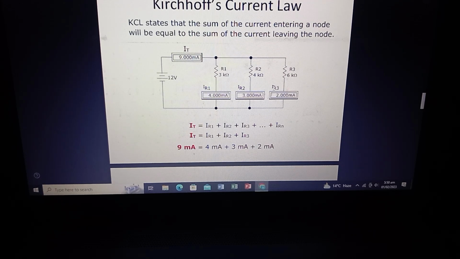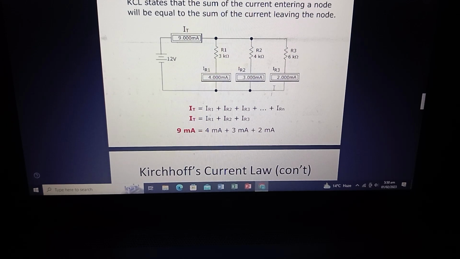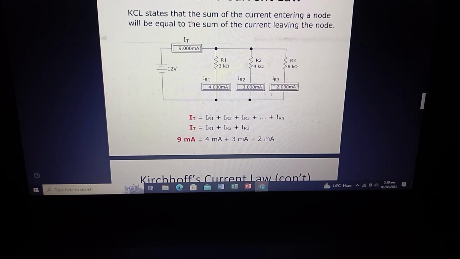9 milliampere current. The 9 milliampere IT is entering and on the other three terminals the current is leaving, and there is current of 4 milliampere, 3 milliampere and 2 milliampere. If we add all this current, it is equal to 9 milliampere, which is equal to the total current. So here Kirchhoff current law is proved.